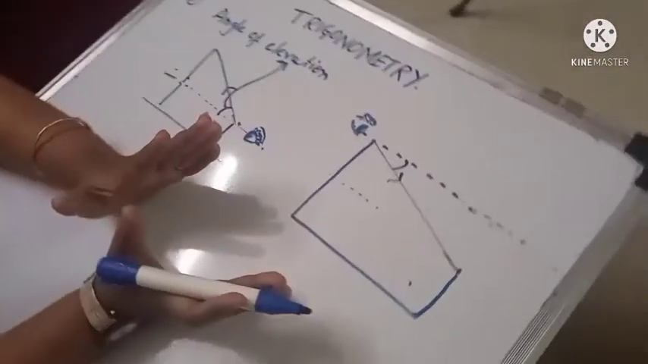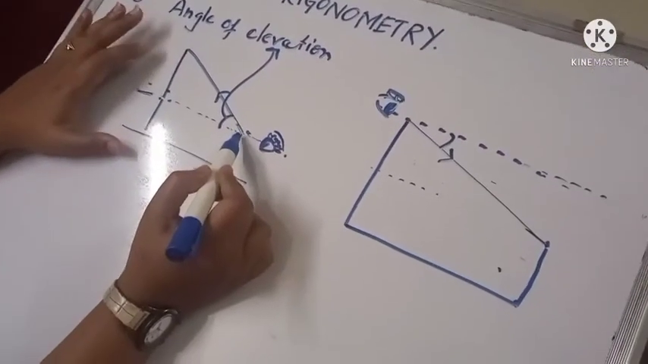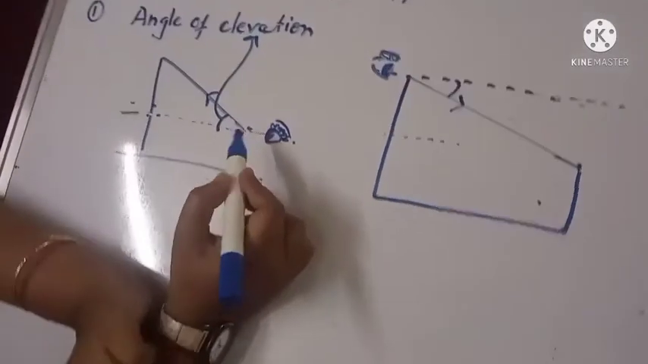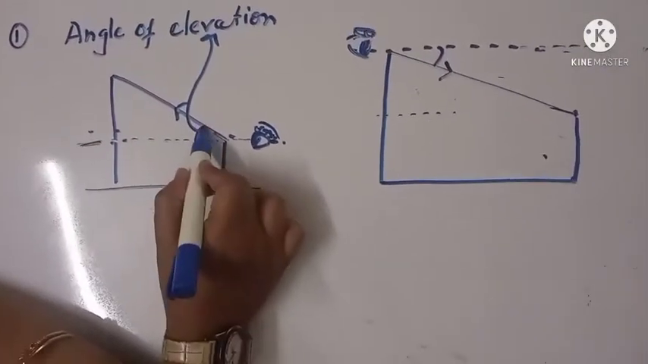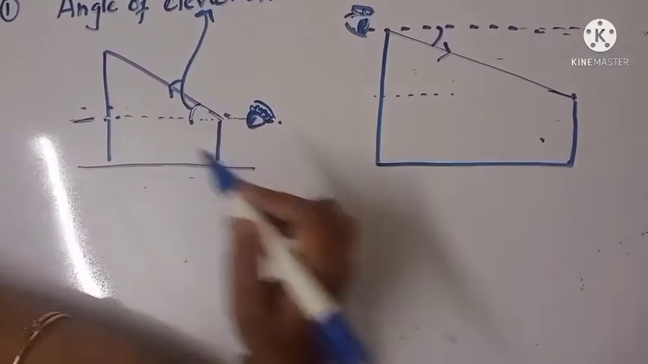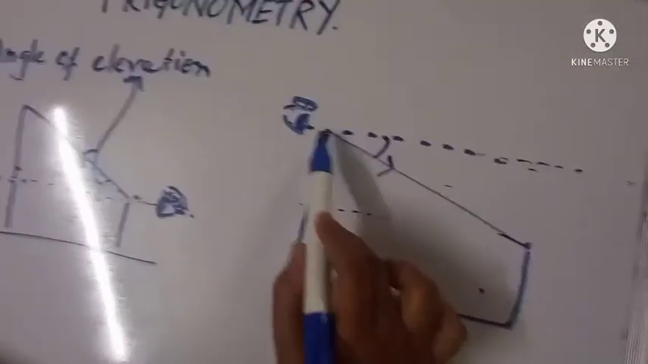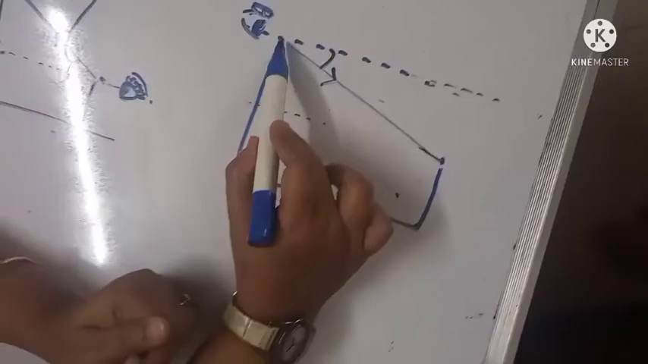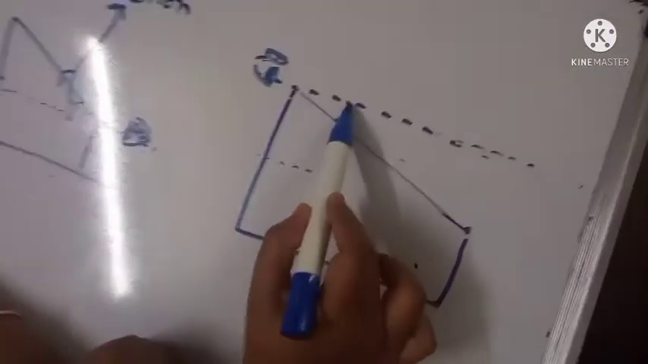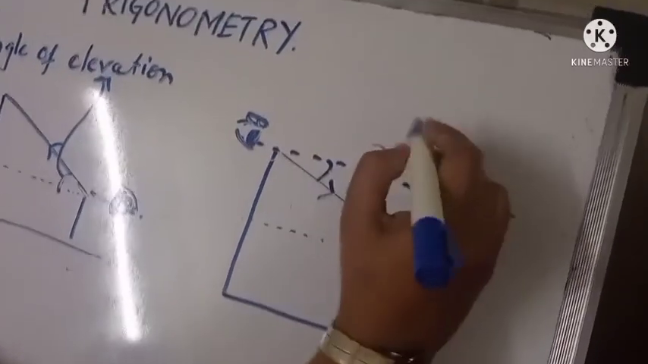Let's learn what angle of elevation and angle of depression are. Angle of elevation is when we observe something from a lower level to a higher level. The angle which your eyesight makes with the horizontal is called your angle of elevation. And what is angle of depression? That is when you are observing something from a higher level to a lower level. The angle made with the horizontal by your eyesight is called your angle of depression.